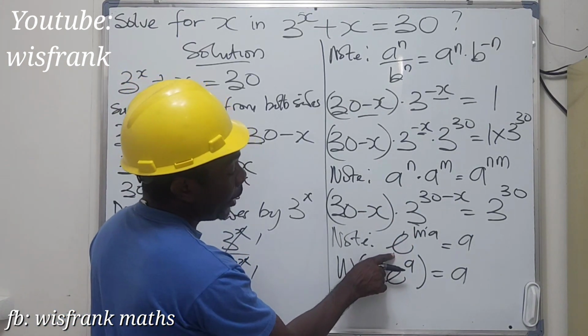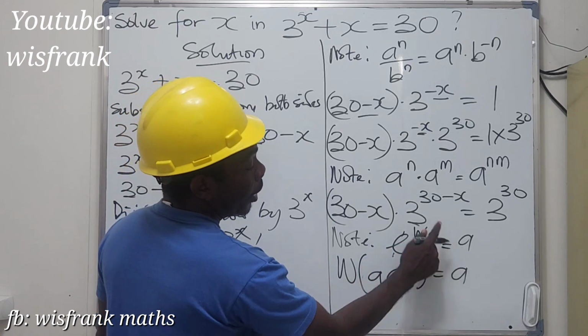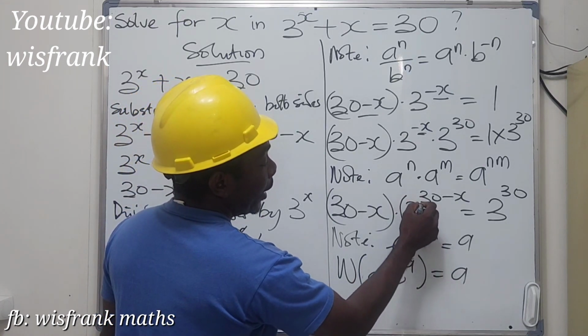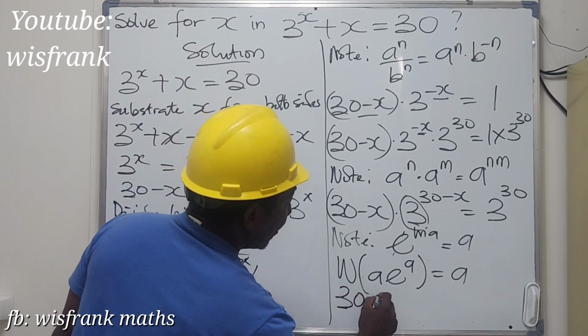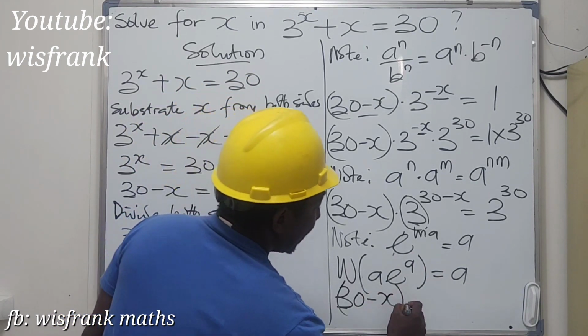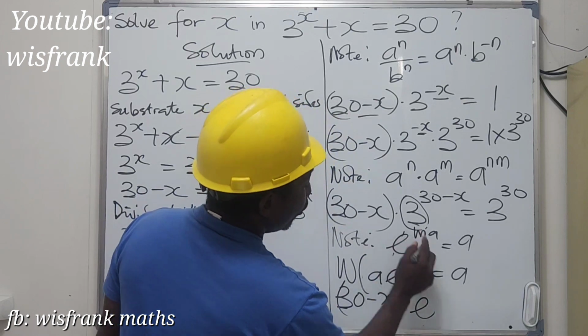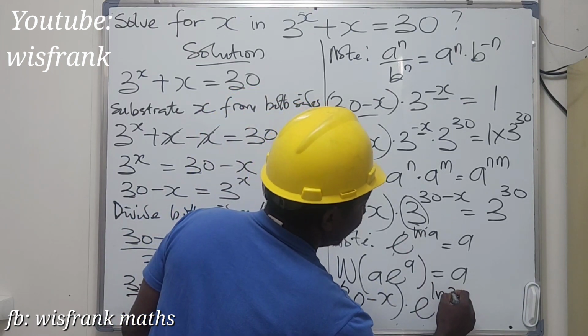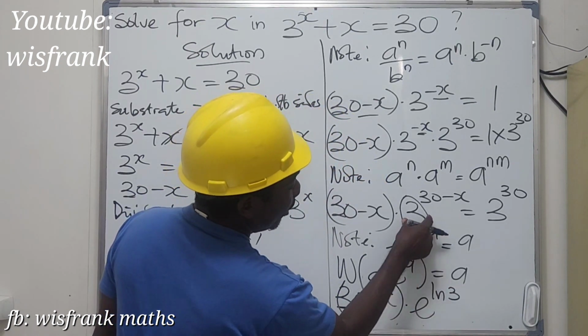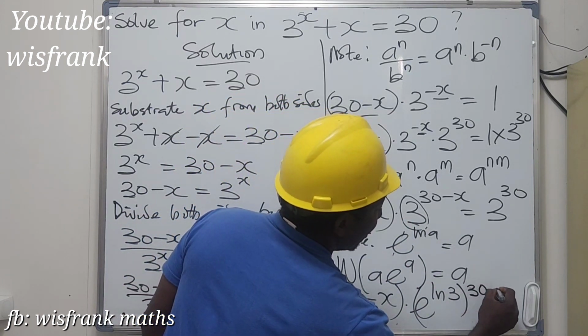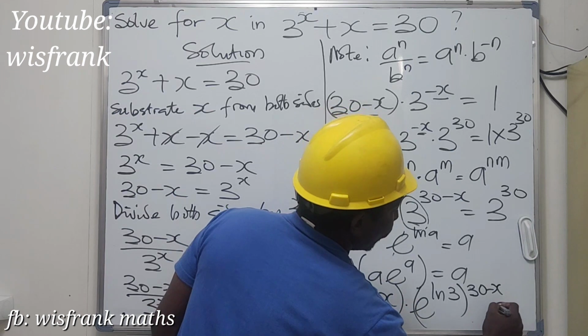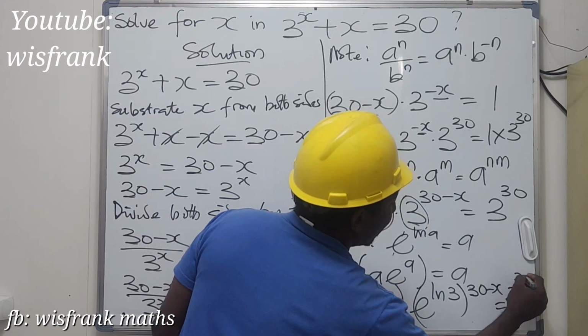So as we said that e to the power of ln of a equals a, so we are going to substitute 3 with this format. So that will become (e to the power of ln of 3) to the power of 30 minus x, that is the value of 3, times 3 to the power of 30.